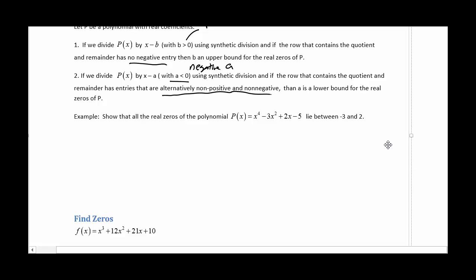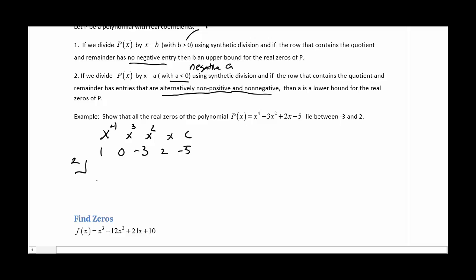Okay, so let's look at this particular example. Show that the roots of x to the fourth minus 3x squared plus 2x minus 5 lie between negative 3 and 2. What I want to show is that 2 is an upper bound. So let me set up my synthetic division here. 1, 0, negative 3, 2, and negative 5. All I can do with 2 is check that it's an upper bound, because it has to be a positive number to check for upper.